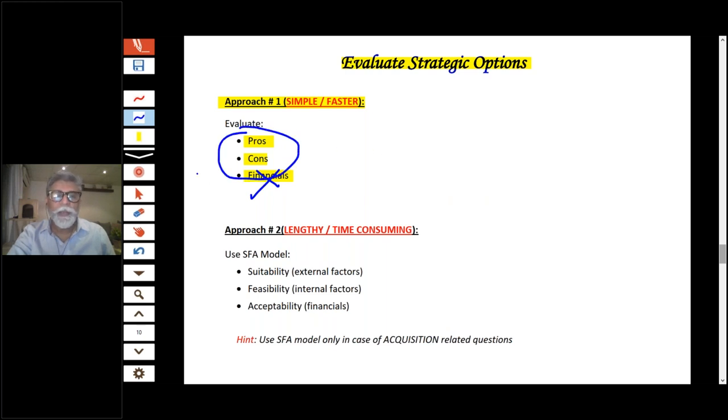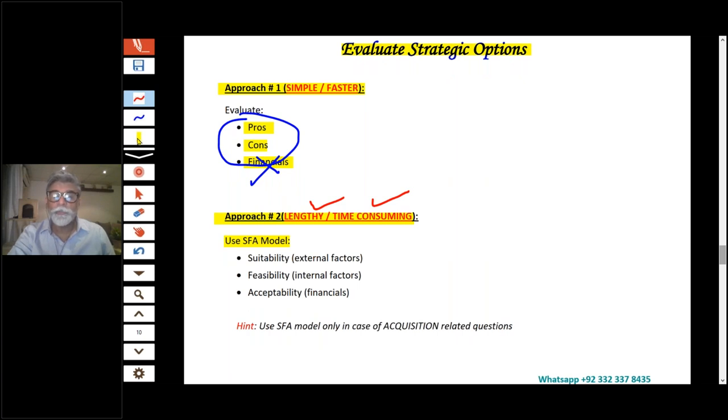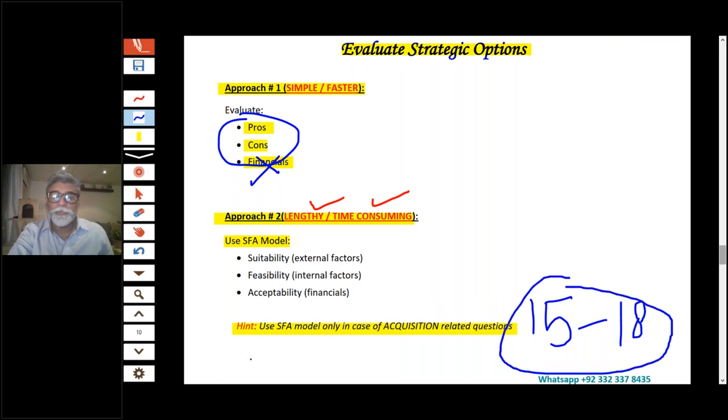The second approach is that you use the SFA model. But please bear in mind, the SFA model is lengthy, complicated, time consuming. You should not use the SFA model for every question. You should only use it for acquisition related questions. If we are planning to acquire another entity, then you should use SFA, and that too only if the question carries 15 to 18 marks. If the question carries 10, 12, 13 marks, please prefer the simple approach. Am I clear?